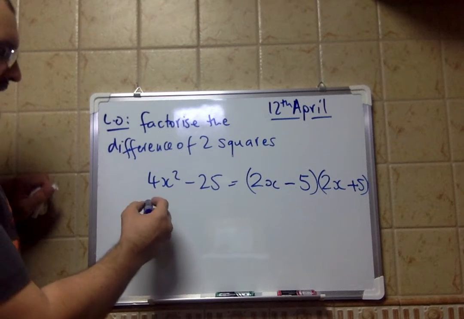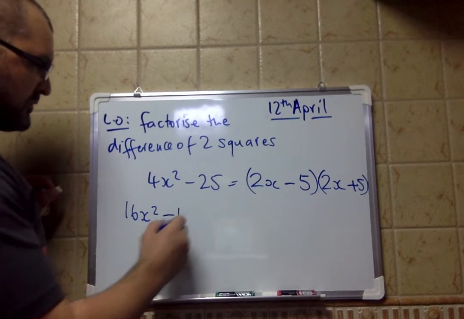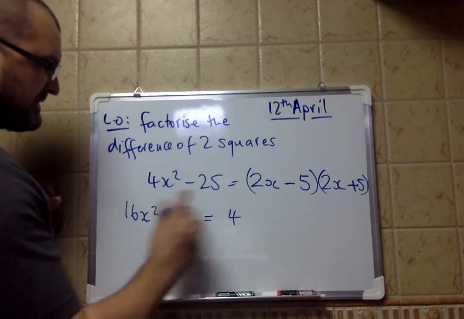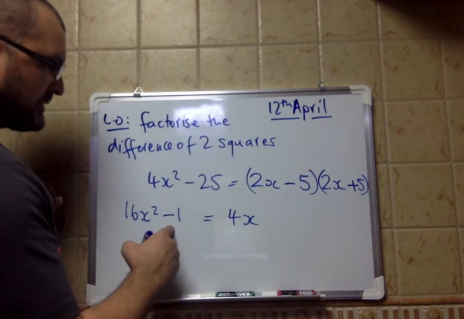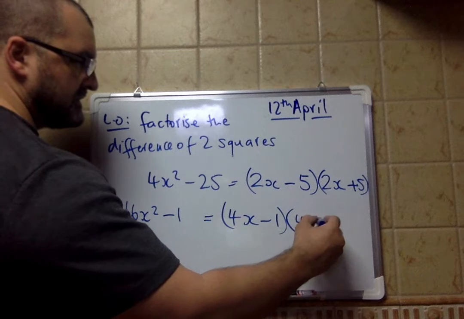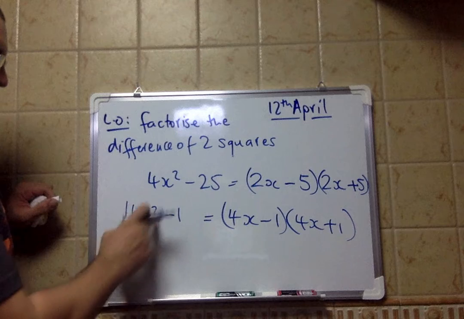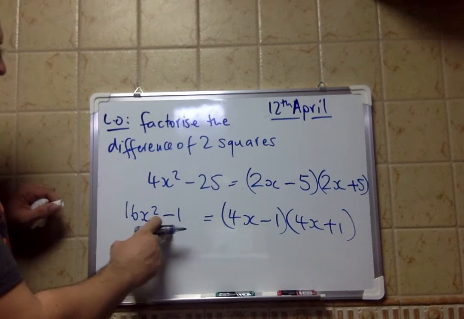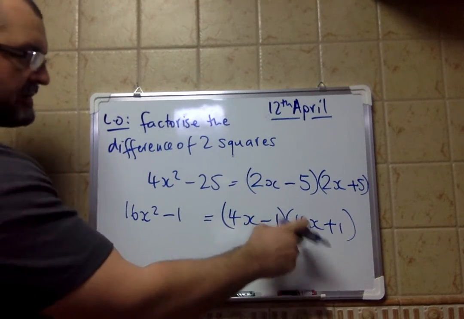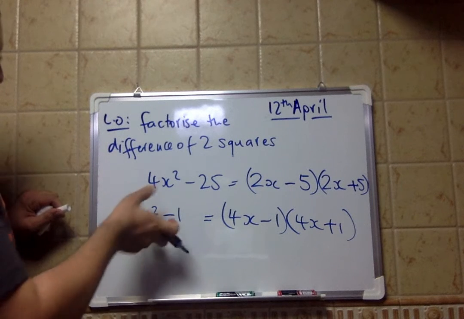We can try that again over here. If we had 16x squared minus 1, the square root of 16 is 4, the square root of x squared is x, the square root of 1 is 1, so it's 4x minus 1 in the first bracket, and then plus 1 in the second bracket. As long as this is a square number, and this is a square number, and you've got a minus between, it's the square root of the first, minus the square root of the second, times the square root of the first, plus the square root of the second. Again, these could be swapped around.